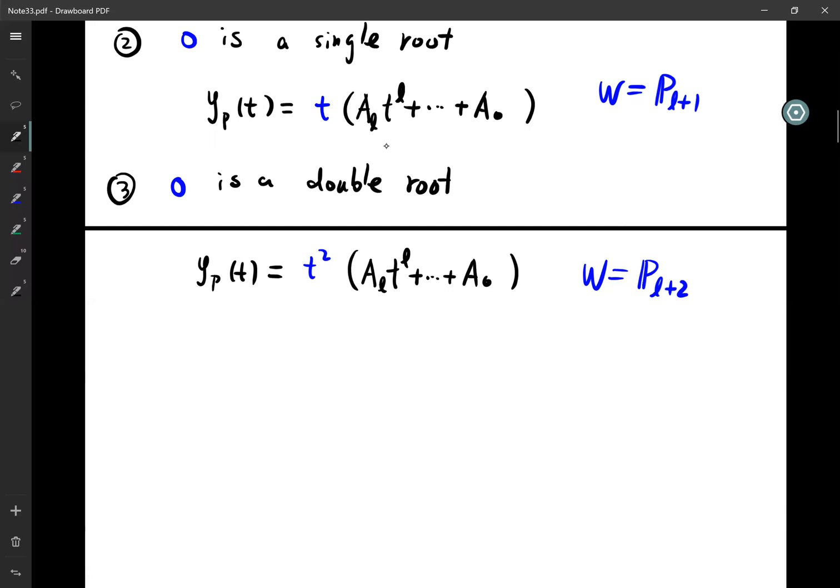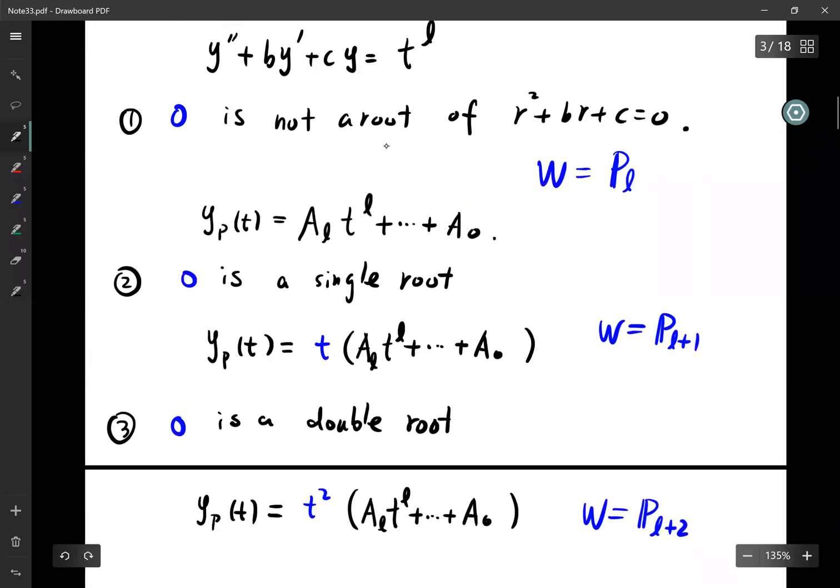Okay, now I think we're, yeah. Can I ask a question? Yeah. Is single root equivalent to simple root? Yeah, in this case, yes. Because in the textbook, it talks about simple root instead of single root. So I was just wondering if they're the same. Yeah, they're the same thing.